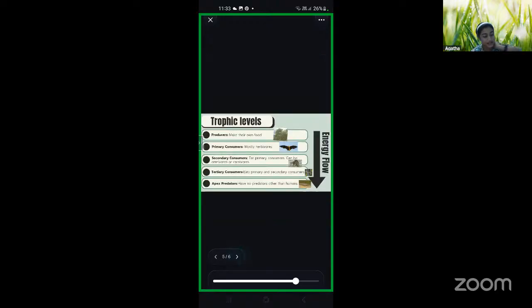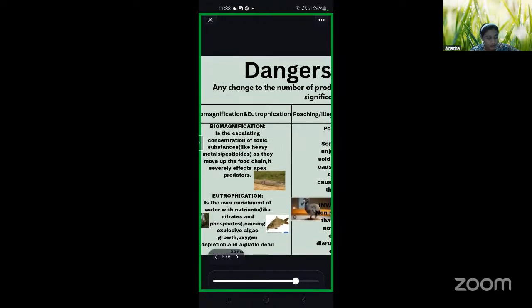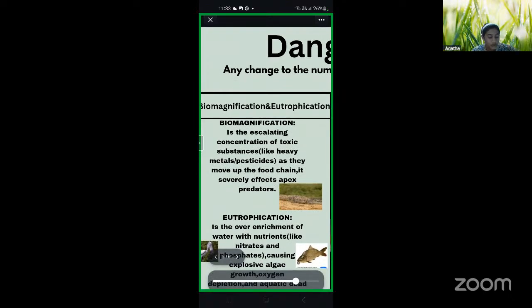Now, let's look at the dangers to the food web and food chain. Any change to the number of producers or consumers or to the habitat can cause significant consequences. So let's look at that. Most of these are human-made, most of them. So let's look at biomagnification.